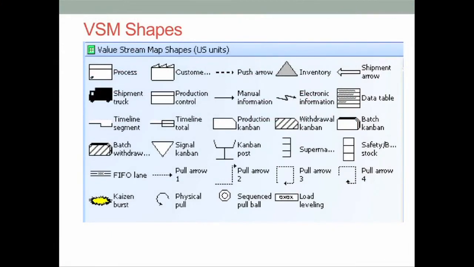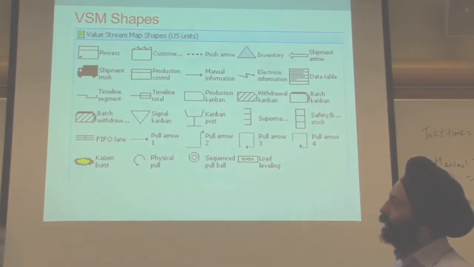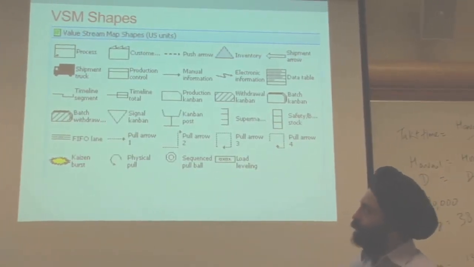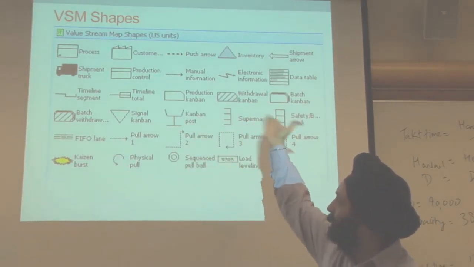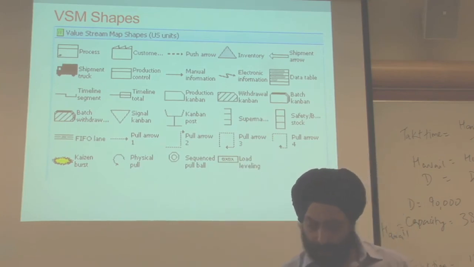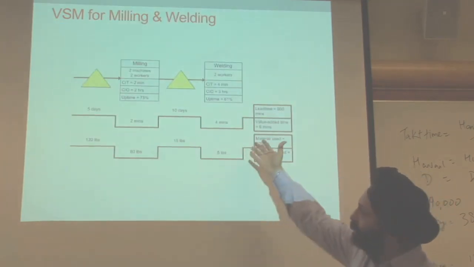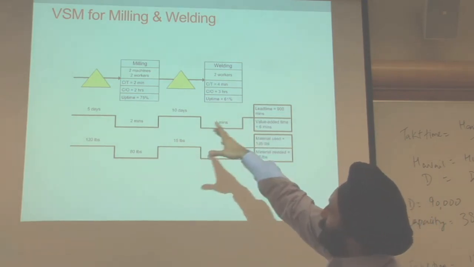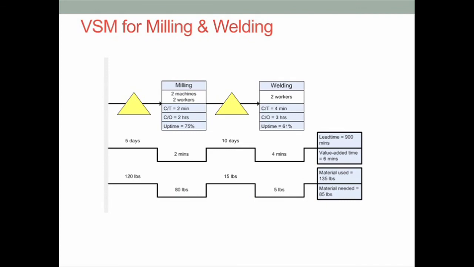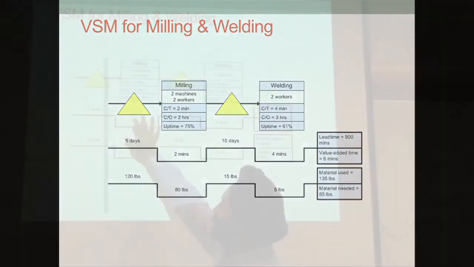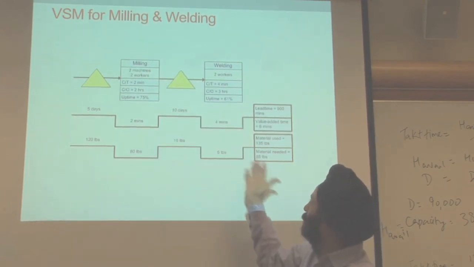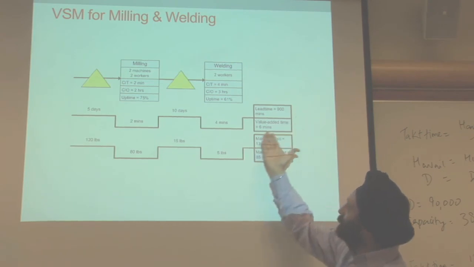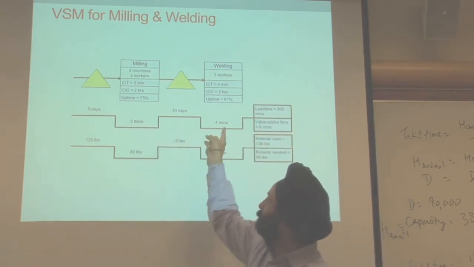Here is an example of various value stream map shapes that are available in software, which can be used to create a value stream map. So there are a variety of things that can be used in this taxonomy. For the milling and welding area, you can easily see exactly how much time is being spent in inventory versus the actual value-added process, then more inventory waiting, and then the welding process. So you can look at lead time, and the value-added minutes are basically 2 plus 4, which is 6.